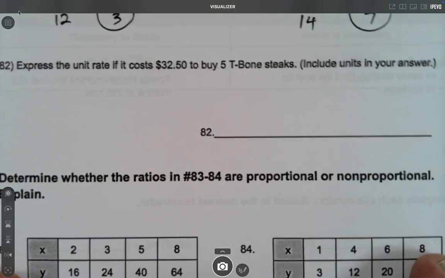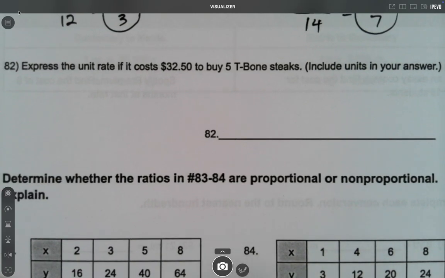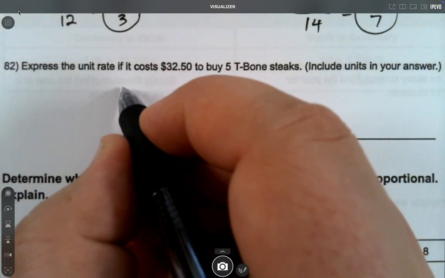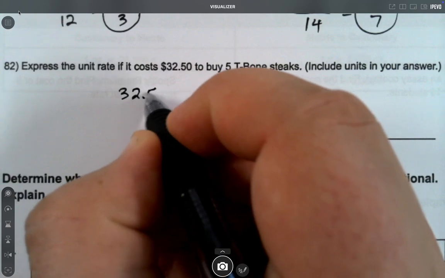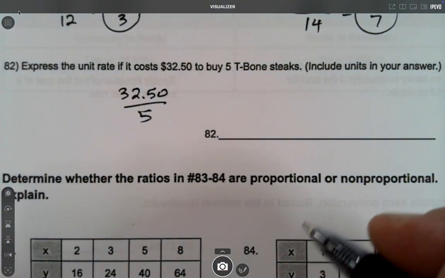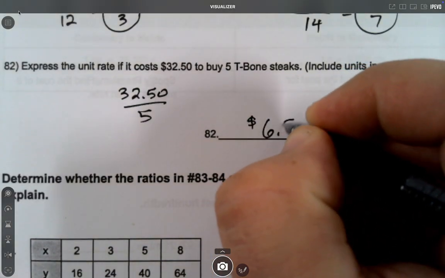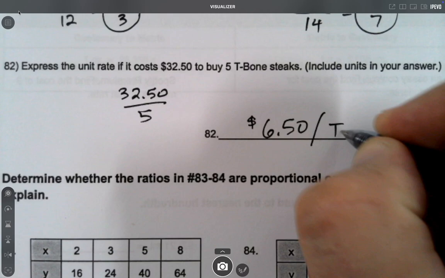Okay, express the unit rate if it costs $32.50 to buy 5 T-bone steaks. So to do that, you simply divide, because if it costs $32.50 to buy 5 T-bone steaks, you just divide by 5, and we do that. You can do it with the calculator. You find out it's $6.50 per T-bone.